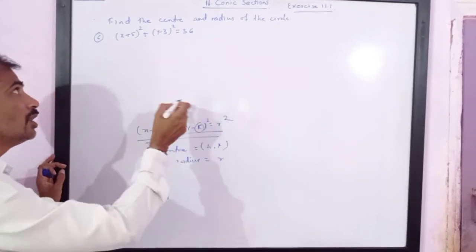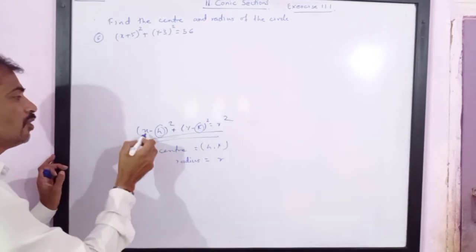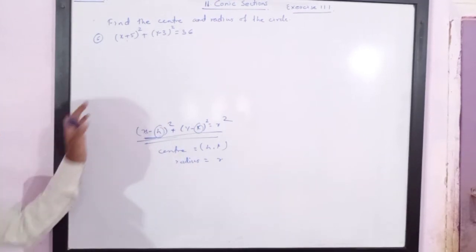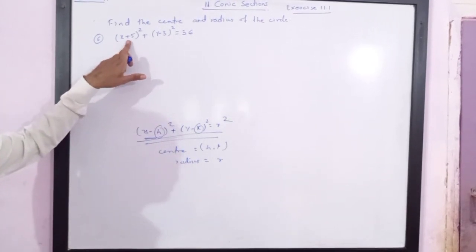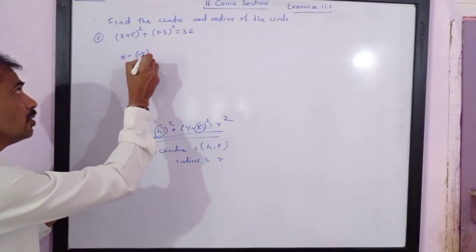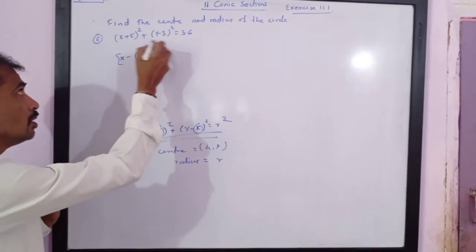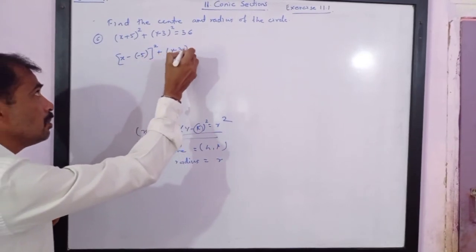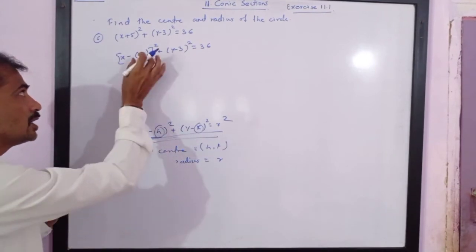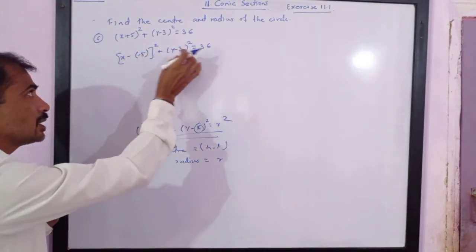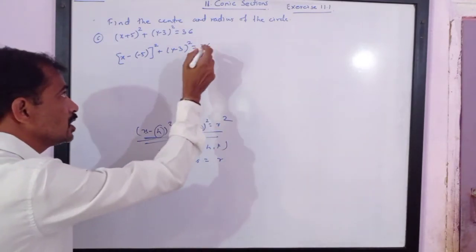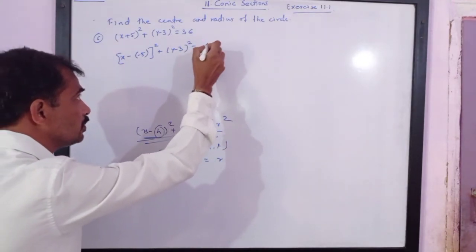Now if you compare the equation, we need to write this first term as x minus h. Watch carefully, it is plus. So we have to write plus as a combination of a minus. So this becomes (x − (−5))². Please note, plus (y − 3)² is equal to 36. Now this equation is of the form (x − h)² + (y − k)² = r². r² is equal to 36 means it is the square of 6.